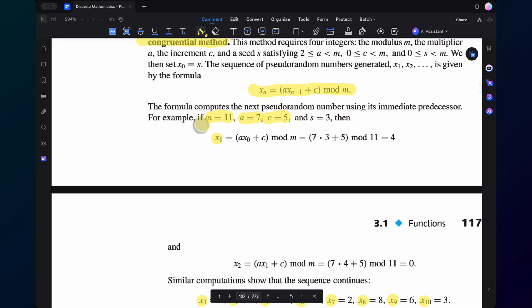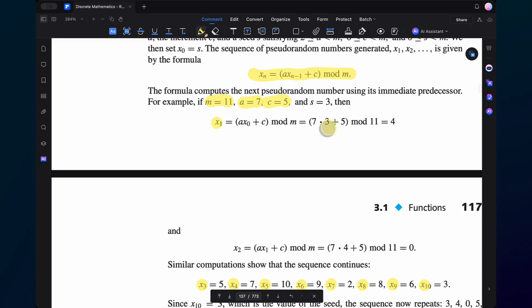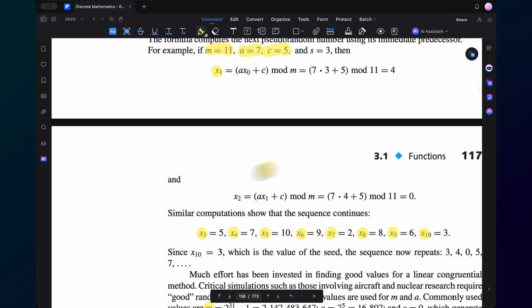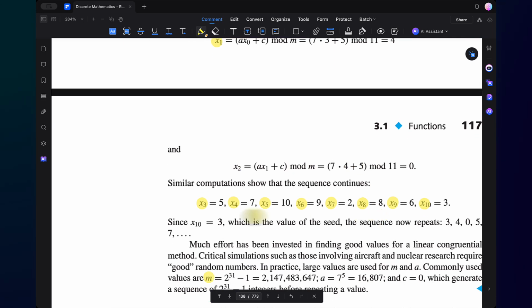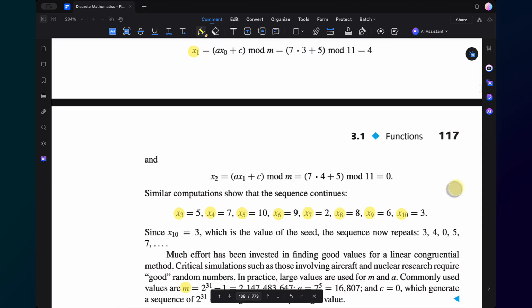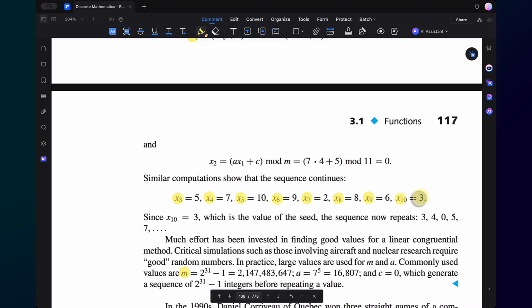So for example, if M is 11 and A is 7 and C is 5 and S is 3, then X1 would be calculated as 4, and then you plug 4 in to get X2, right? And if you find X2, you get 0. If you keep doing that, notice what happens: here are your pseudo-random numbers: 5, 7, 10, 9, 2, 8, 6, 3, right? And then you got a 3 here, and what they're saying is that's the seed value.